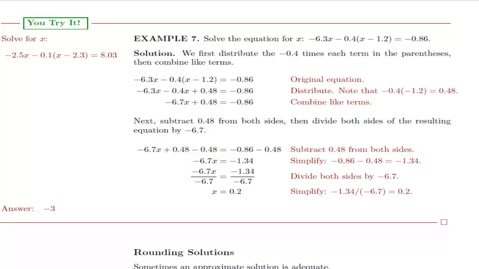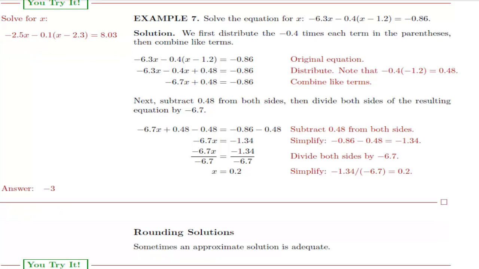We want to get the variable term by itself, so we'll subtract 0.48 from both sides. So we get negative 6.7x plus 0.48 minus 0.48 on the left, which leaves us with a negative 6.7x on the left side of the equation. And on the right, negative 0.86 minus 0.48 leaves us with a negative 1.34 on the right.